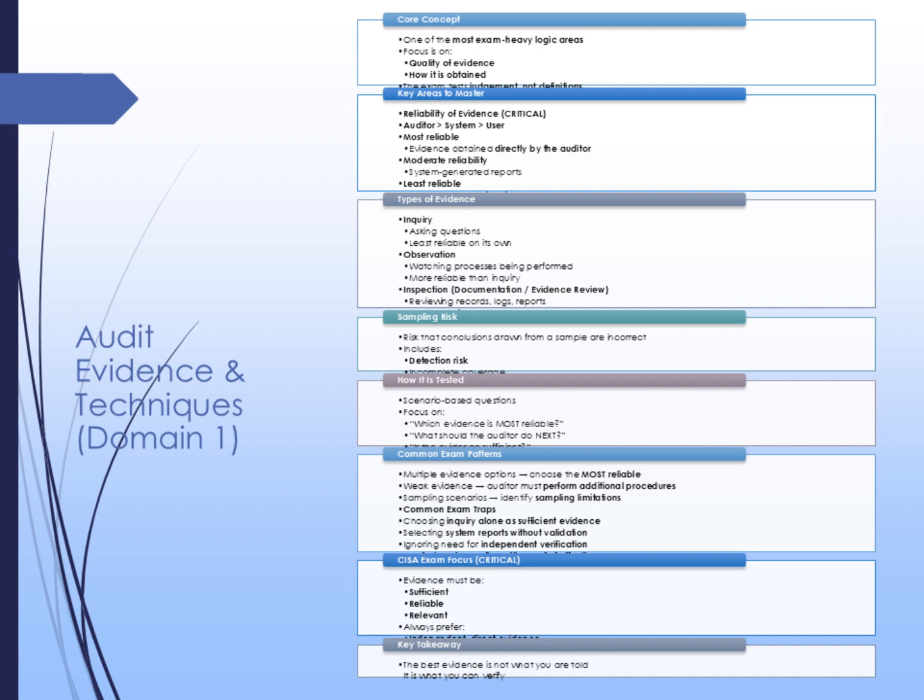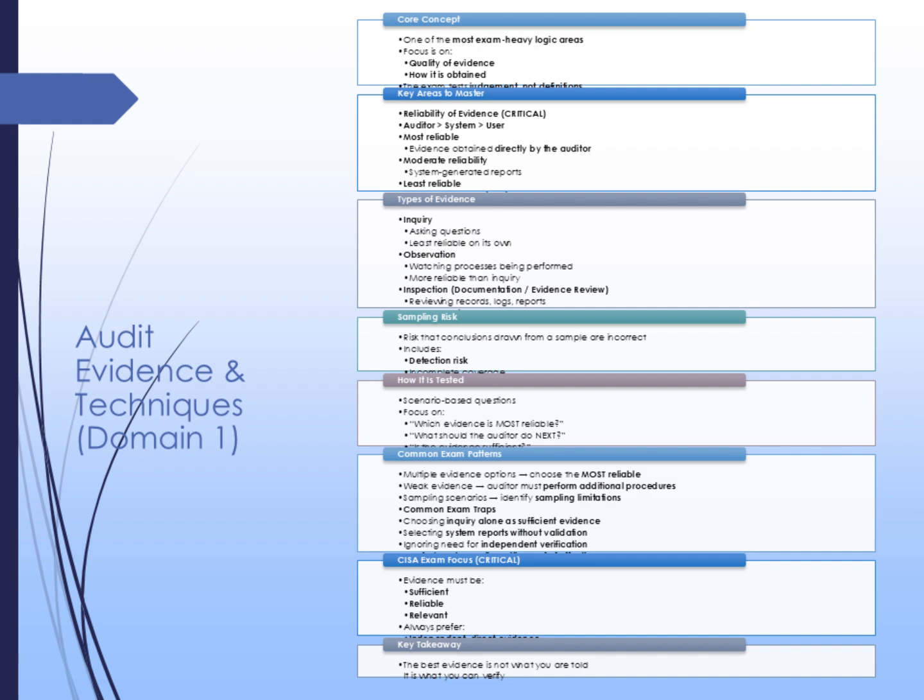A common exam pattern is presenting multiple evidence options and asking you to select the strongest or most reliable source of evidence. There are also several common exam traps in this domain. Candidates sometimes treat inquiry alone as sufficient evidence, rely too heavily on unvalidated system reports, or confuse observation with proof that a control operates effectively over time.